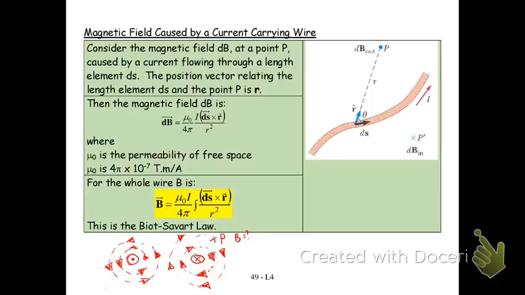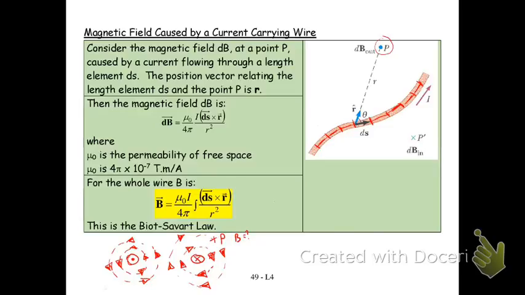We're going to go to the general case. And here we have a point of interest, and it's some distance away from a generic piece of wire. It's not a straight piece of wire. It's a curvy piece of wire. What we're going to do is divide this up into a series of sections, and we're going to say, well, let's just figure it out for each section and then add it together.